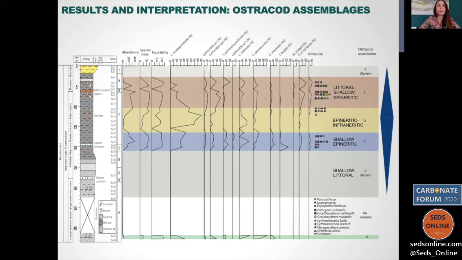You mean for the environmental interpretation or for the clump? Well, I think just the whole methodology. Okay. Why did you choose ostracods, and then could you apply it to another set of?